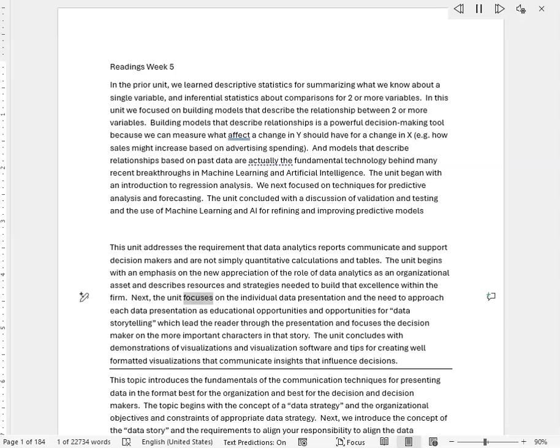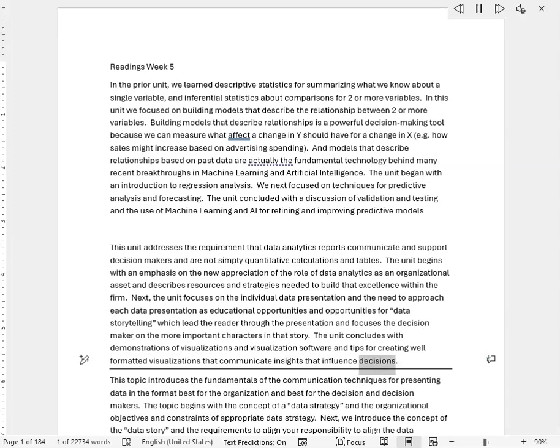Next, the unit focuses on the individual data presentation and the need to approach each data presentation as educational opportunities and opportunities for data storytelling, which lead the reader through the presentation and focuses the decision maker on the more important characters in that story. The unit concludes with demonstrations of visualizations and visualization software and tips for creating well-formatted visualizations that communicate insights that influence decisions.